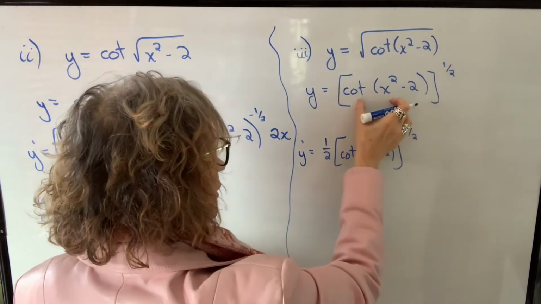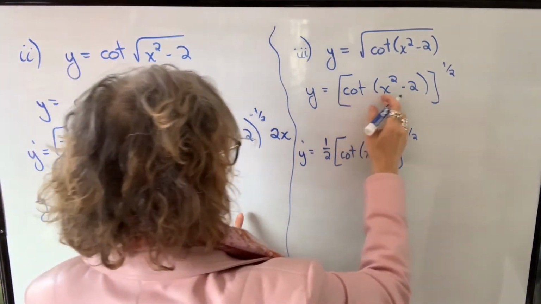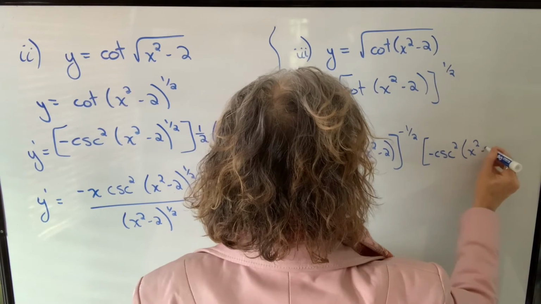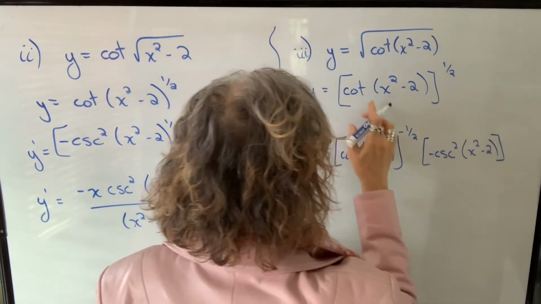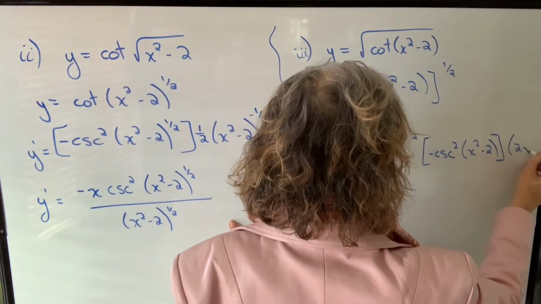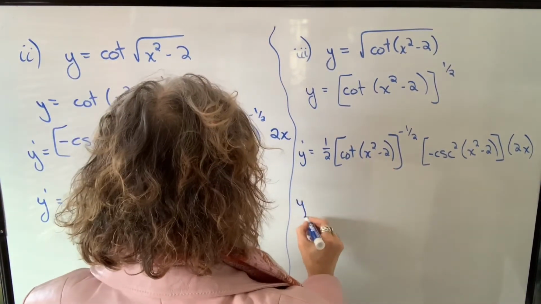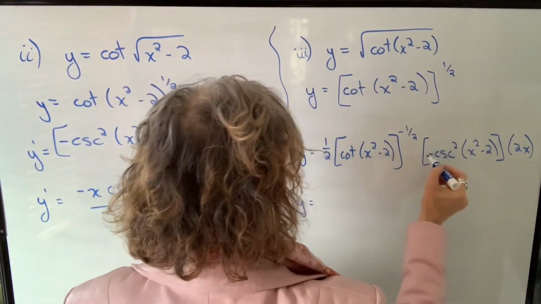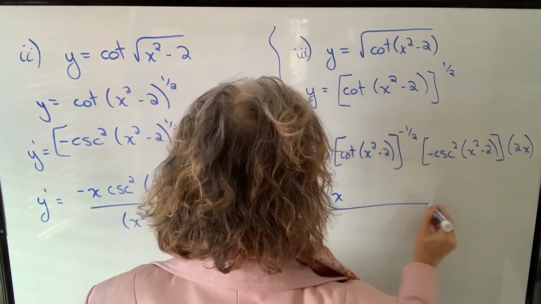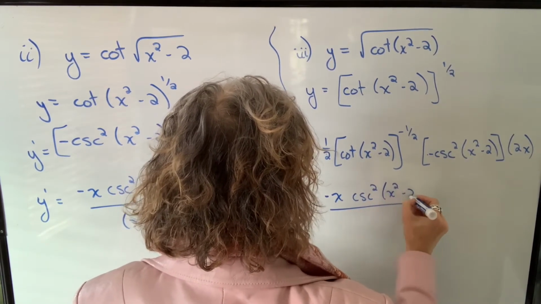Now I go inside the power function and then I have a cotangent function. So I multiply by the derivative of cotangent, which is negative cosecant squared of x squared minus 2. And then I go inside the cotangent function and I have x squared minus 2. The derivative of that is 2x. When we clean this up, I've got the 1/2 times negative 1 times 2x will give me negative x. That's going to go in the denominator. And this cosecant squared of x squared minus 2 stays in the numerator.